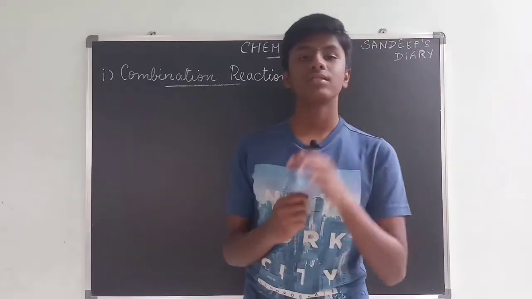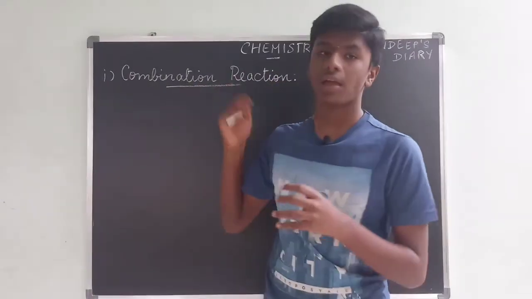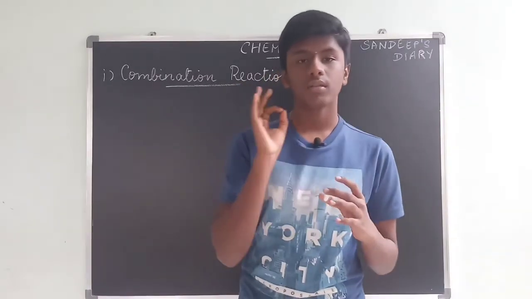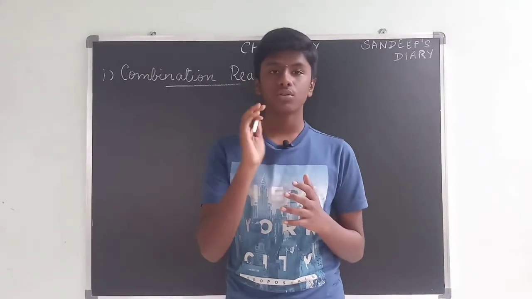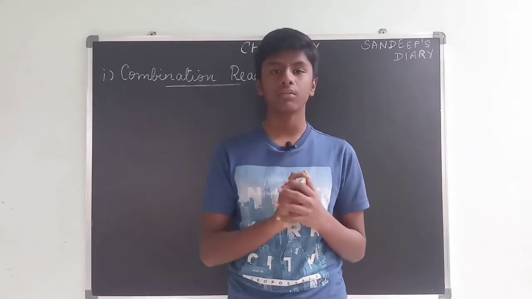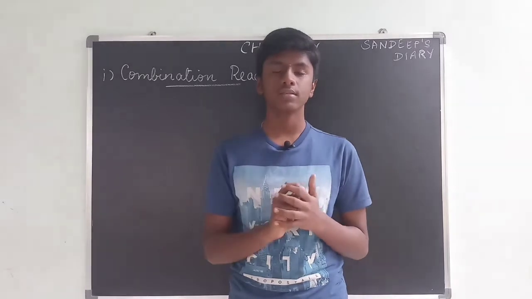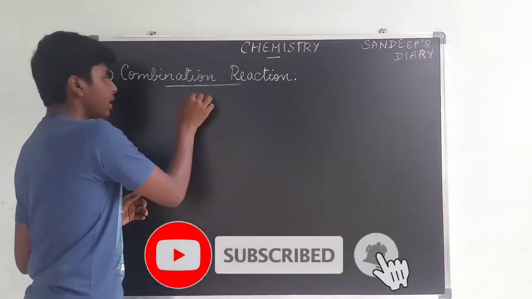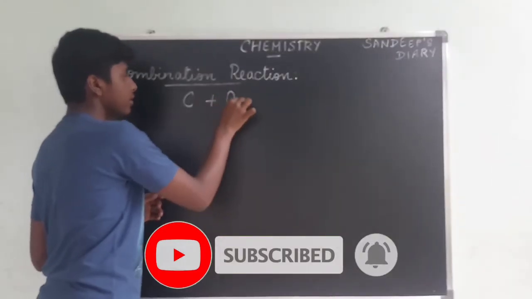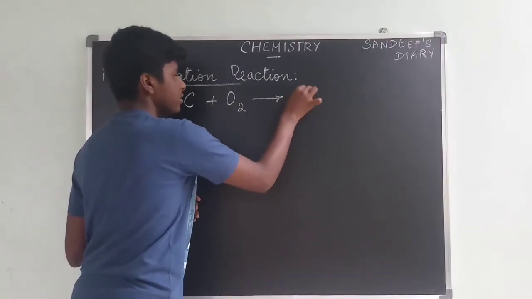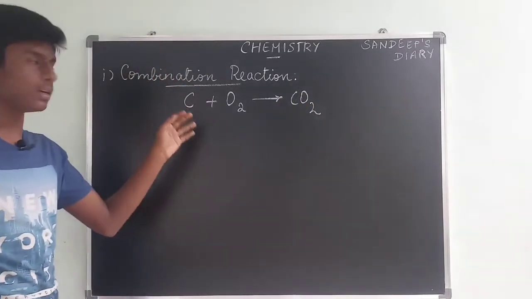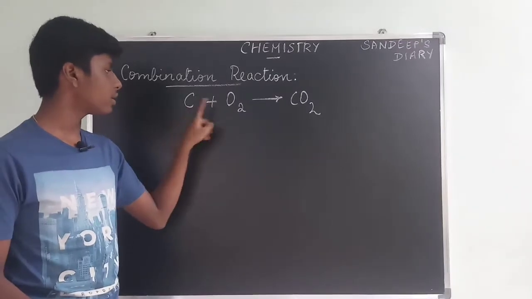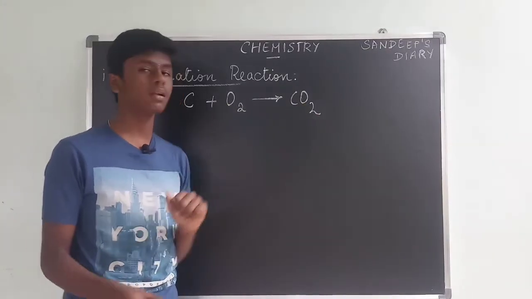The first chemical reaction is combination reaction. As the name says, it is the combination of substances. The definition is the combination of two or more substances in a chemical equation to give one or more products is known as combination reaction. For example, carbon plus oxygen produces carbon dioxide. It is a simple equation. Two substances are combined to form a single product.